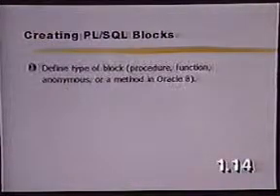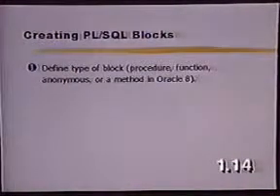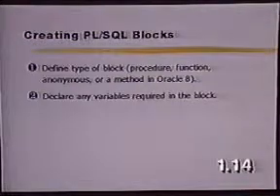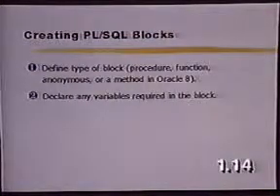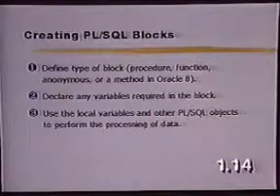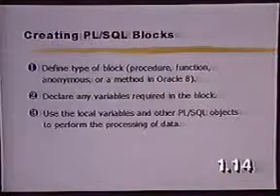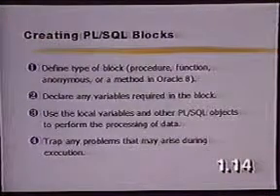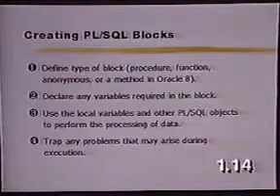What we're going to do next is look at all of the different steps involved in building a PL/SQL block. The very first thing you're going to do is define the type of block. Is this going to be a procedure, a function, an anonymous block, or is it a method in Oracle 8? And again, that's part of the object-oriented stuff that we're going to see a little later. The second step is to declare any variables that are required within that block. So do you need any variables within this particular block you're executing? Finally, we can use the local variables as well as other PL/SQL objects to perform the actual processing of the data. And finally, handle any errors that may arise during execution by providing code within the execution block section.